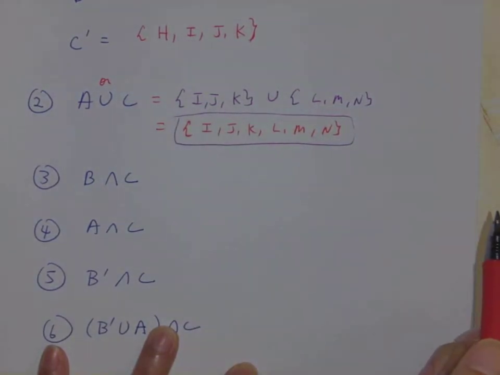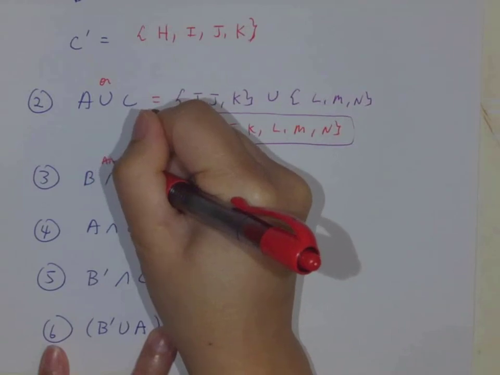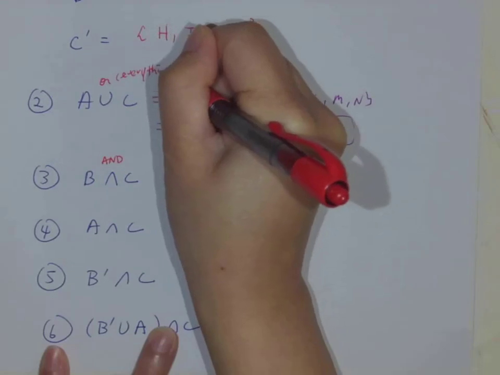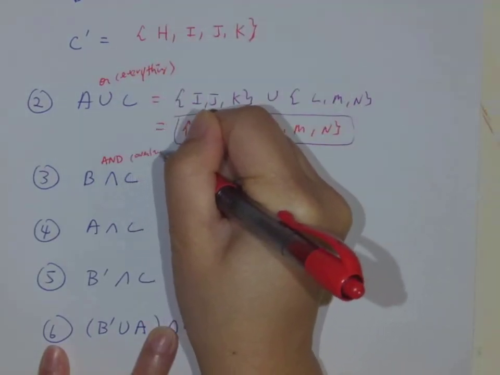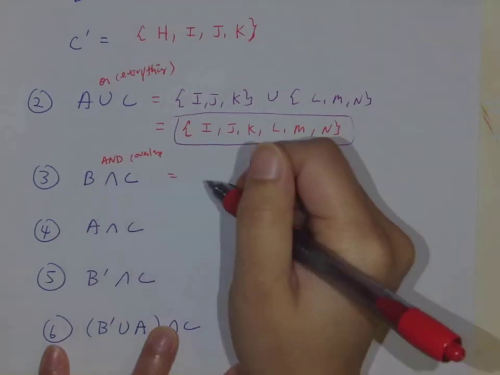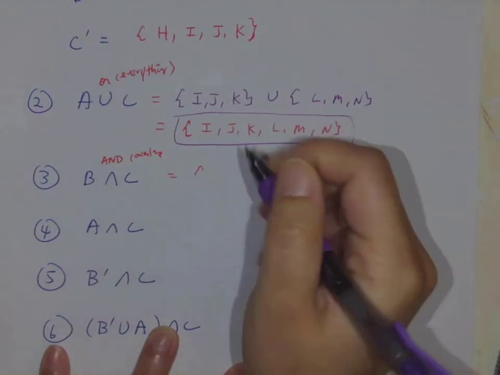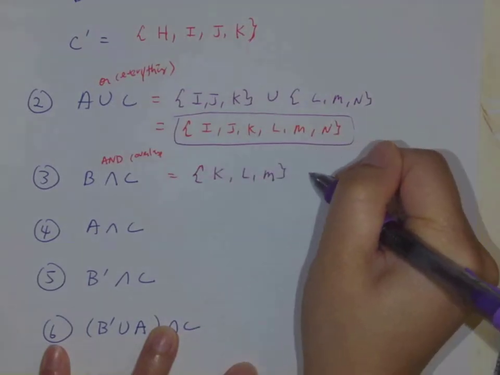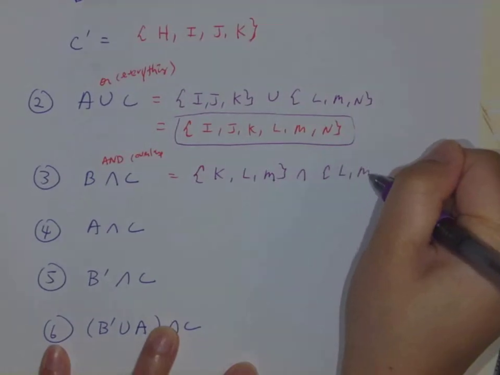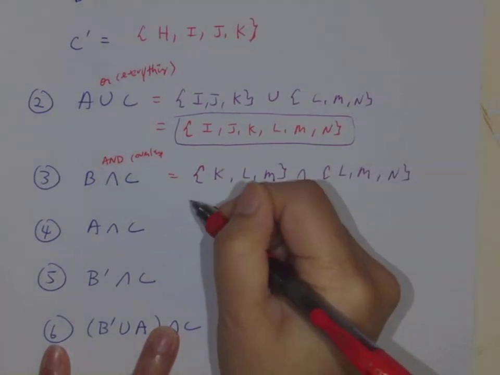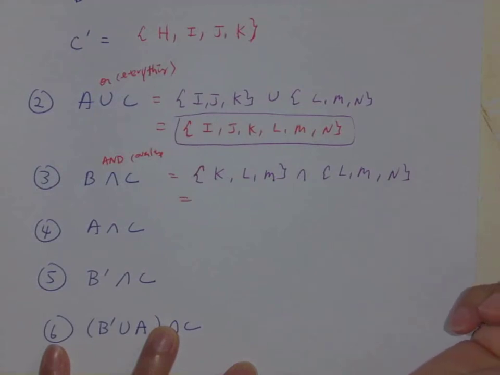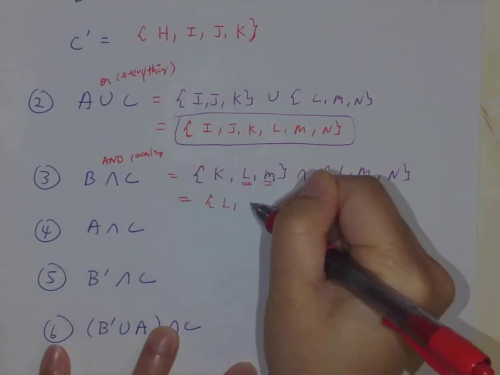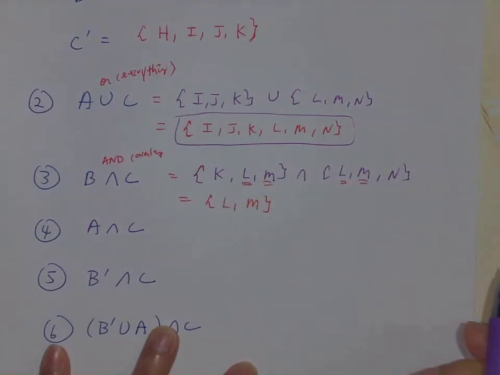Okay, number 3. This is like number 2, but we want the overlap, right? The B set has K, L, M, and then C has L, M, N. So the two together, that's the overlapping part. L is repeating, M is repeating, so L and M would be my answer. Are we okay?